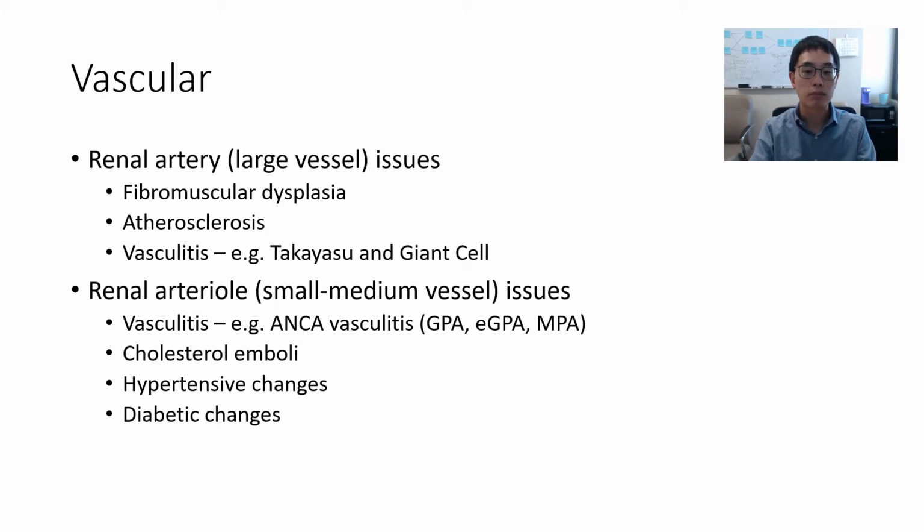Now, the small and medium blood vessel issues can usually happen towards the later ages, especially ankylosing, which we see more commonly in the older patient population, cholesterol emboli, especially after some procedures, hypertensive changes and diabetic changes can result in these small arteriolar changes as well, resulting in more chronic kidney disease instead of acute kidney disease.